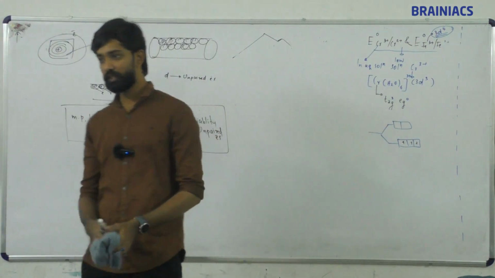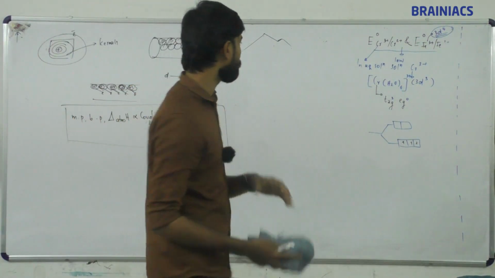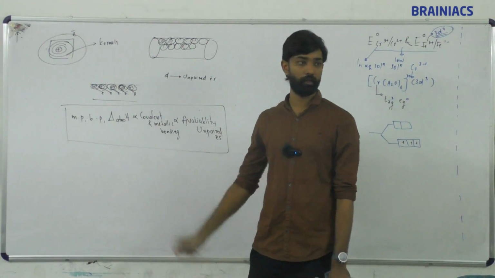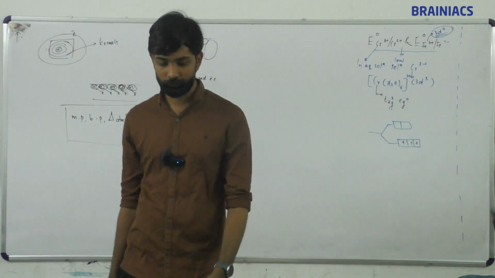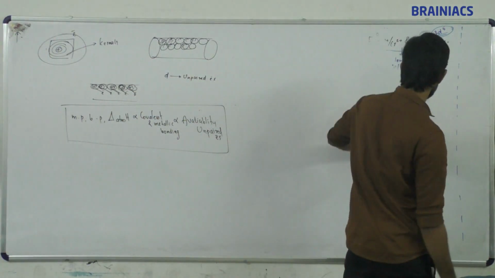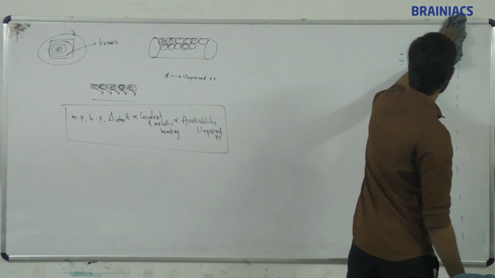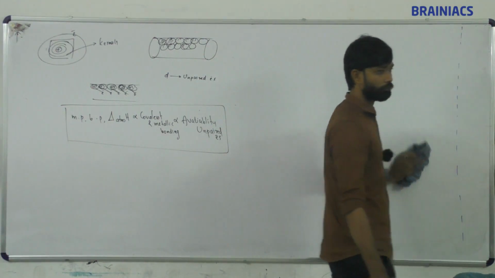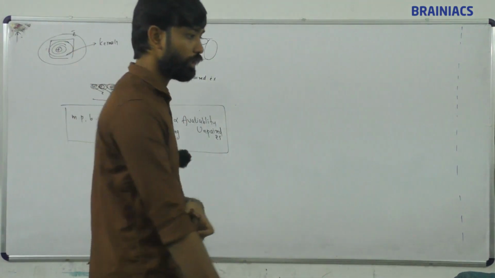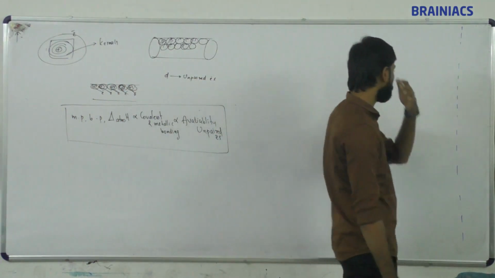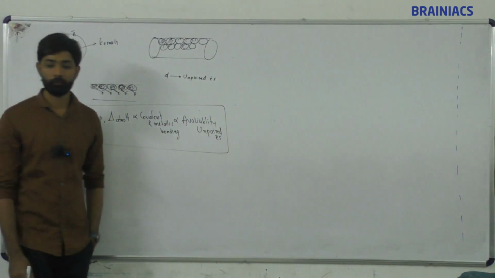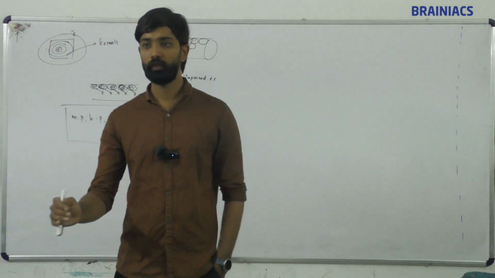Next point, in any series, what about the availability of unpaired electrons? First increases, then decreases. That's a general trend, okay? In any series, the availability of unpaired electrons first increases up to the middle, then decreases. First of all it increases, then it decreases.